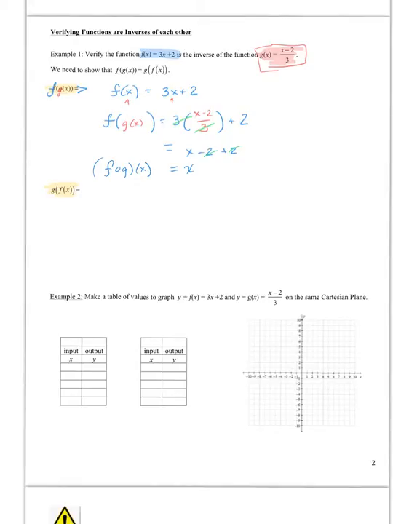That's not enough to prove that the two are inverses of each other, because we still have to take the composition in the other direction. So now I'm going to start with my outside function, g of x.